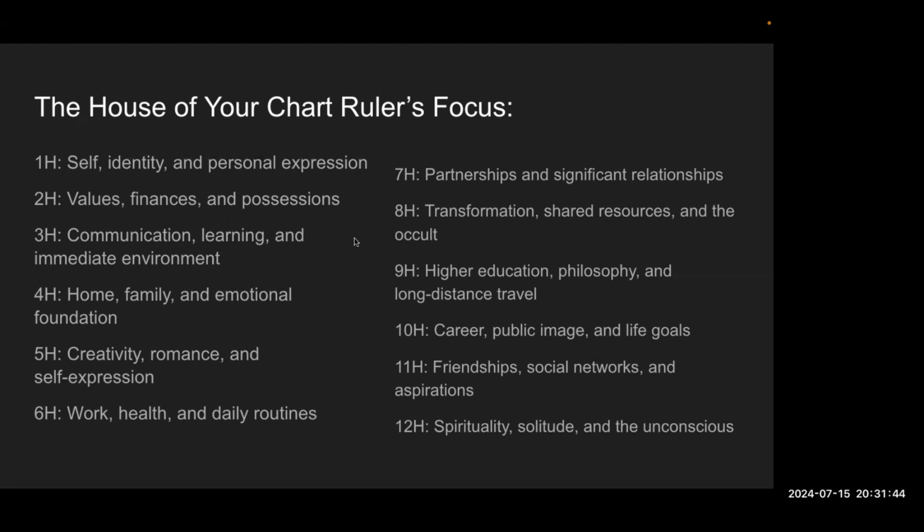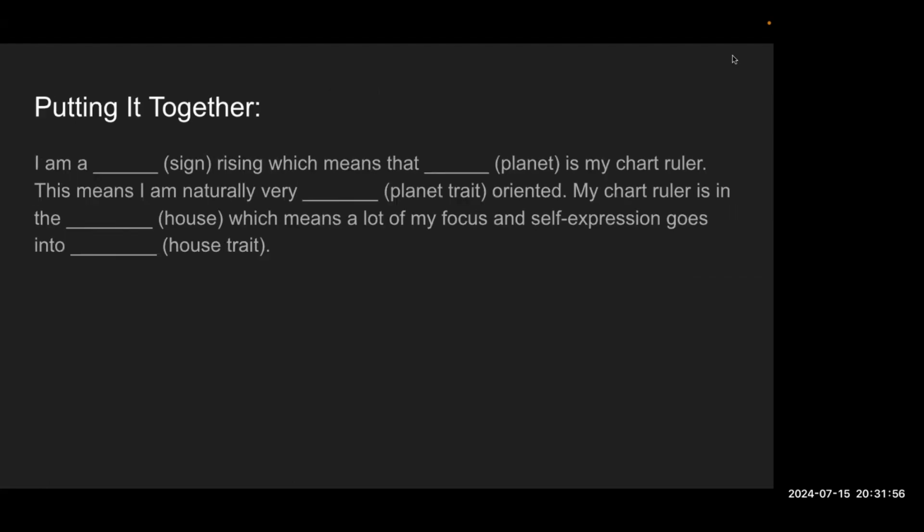Now that we have all this information, we're going to tie it all together to figure out what our chart ruler means for us specifically. So I want you to write this down, but fill in the blanks. This is how it's going to sound. I am a blank rising, which means that this planet is my chart ruler. This means that I am very naturally blank, which is the planet's trait. My chart ruler is in whichever house it's in, which means a lot of my focus and self expression goes into that house's trait.